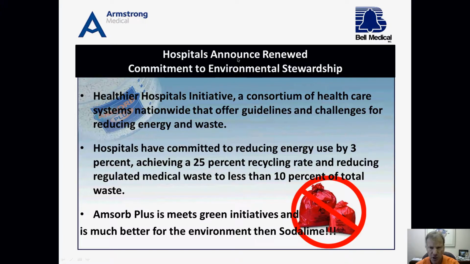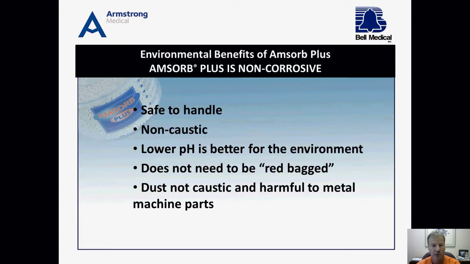Okay. So, hospitals announce renewed commitment to environmental concerns. All of our hospitals are trying to be more green earth concerned. So they've committed all kinds of goals for recycling, etc. Amsorb Plus basically meets these green initiatives because we are not caustic. We are not a negative detriment to landfills. In fact, by the pH and the acidity level, you've heard of acid rain. We're almost a chemical that helps reduce the effects of acid rain. So we actually could be a benefit to the environment. So we are safe to handle.